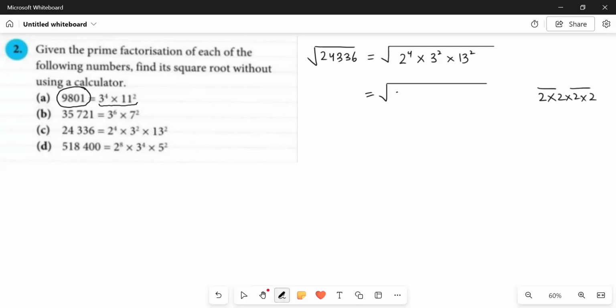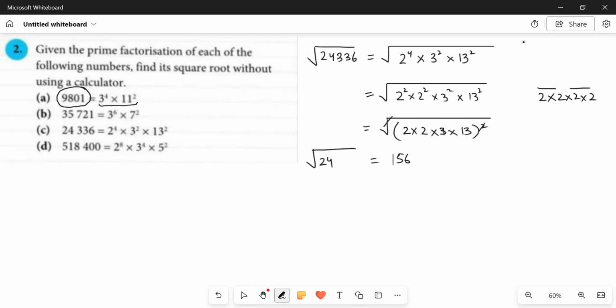ठीक है, यहाँ पर हमारे पास 4 twos हैं, it means we have 2 pairs each. ठीक है, तो we can write it down as 2 square into 2 square into 3 square into 13 square. Now all the factors are in pairs, that is having power 2. It means we can write them like this: 2 into 2 into 3 into 13, and we just have to multiply them and cut this root with this power 2. So what we need to do is multiply 2 into 2 into 3 is 12 into 13 is equals to 156. It means it is the square of 156, right?